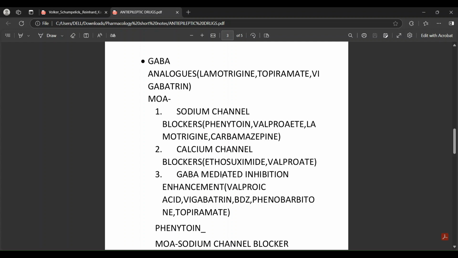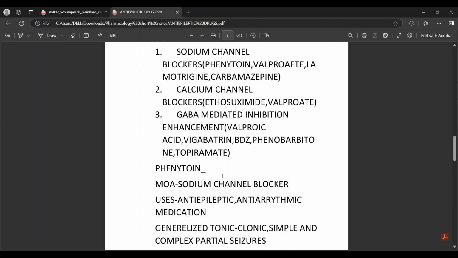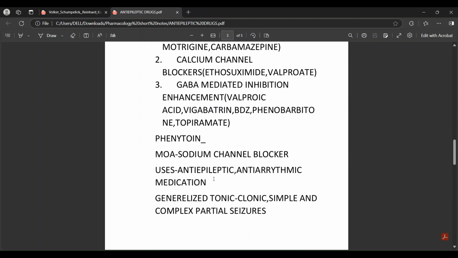So we know the mechanisms of action, and which drugs belong to them. Sodium channel blockers are phenytoin, valproate, lamotrigine and carbamazepine. And calcium channel blockers are ethosuximide and valproate. And GABA-mediated inhibition enhancement: valproic acid, vigabatrin, benzodiazepines, phenobarbital, and topiramate.